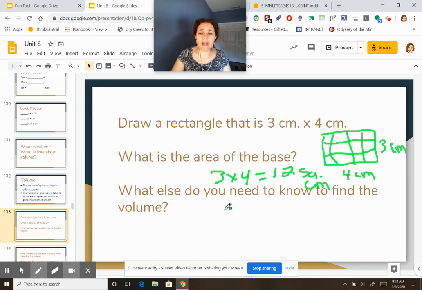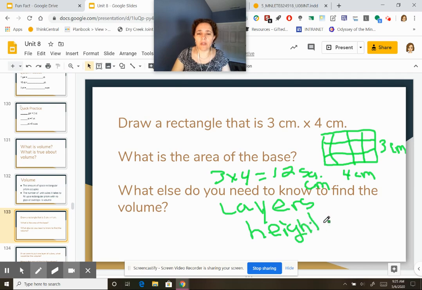Okay, if you said that I needed to know the number of layers, you would be correct. I would need to know how many more layers I'm adding on top, or the height, right? I would need to know the height of it. So either the amount of layers or the height of it, okay? The height of it in order to find volume, because volume, remember, is equal to the length times the width times the height. Okay, I would need to know that.